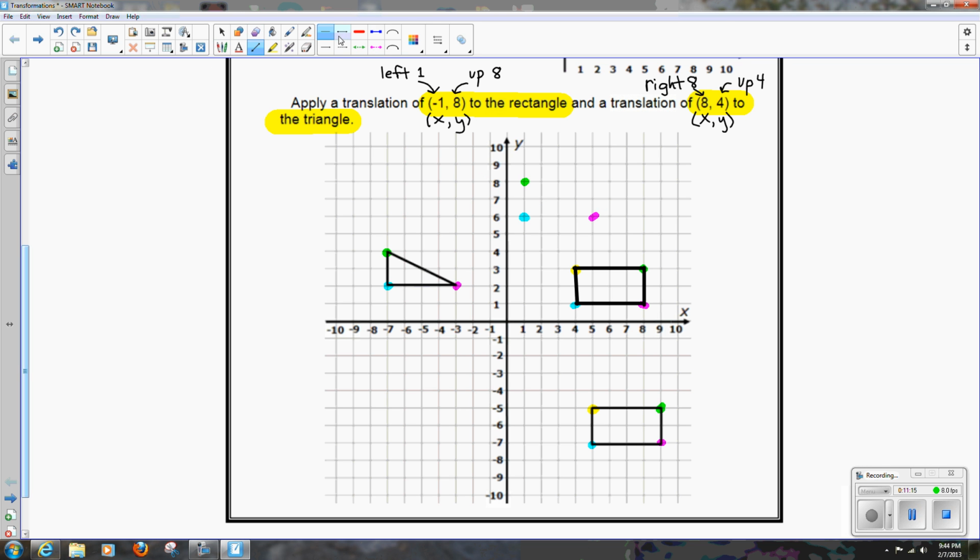So I'm going to go ahead and take my straight edge and my pencil and connect the points. All right, that's pretty much it for translations. We'll do part 2 of transformations in the next video.